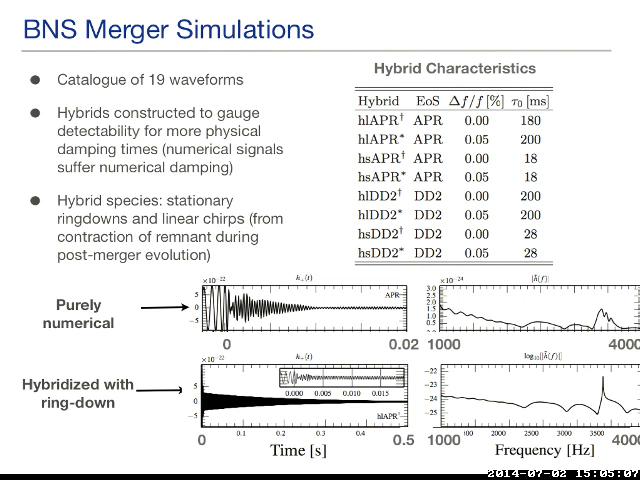basically hybridized with an analytic, either stationary ring down or a slowly varying linear chirp. The characteristics of the hybridized waveforms are listed in that table there. They vary between a totally stationary frequency and a 5% change in the initial frequency, and they cover the 20 to 200 odd millisecond damping time for the post-merger ringing down.